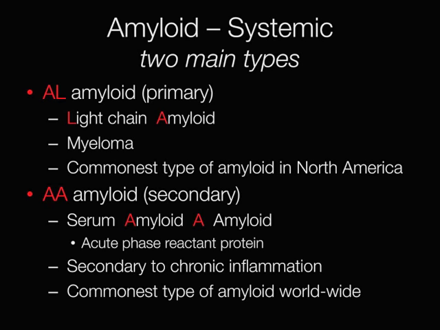AL amyloid is derived from light chains, usually caused by myeloma, and it is the commonest type of amyloid in North America. AA amyloid is derived from serum amyloid A. This is an acute phase protein, and this occurs secondary to chronic inflammation, and it is the commonest type of amyloid worldwide.